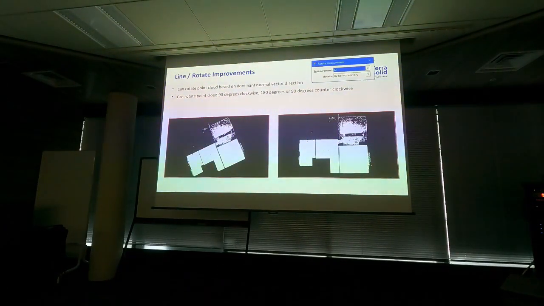I can do it by computing normal vectors, and then I say rotate measurement, rotate by normal vectors. Then the software uses the normal vector information to decide what is the base direction for the building, and it rotates according to the base direction. When it has rotated by base direction, then I may rotate 90 degrees clockwise, 180 degrees or 90 degrees counterclockwise to get the rotation that I really want to have.